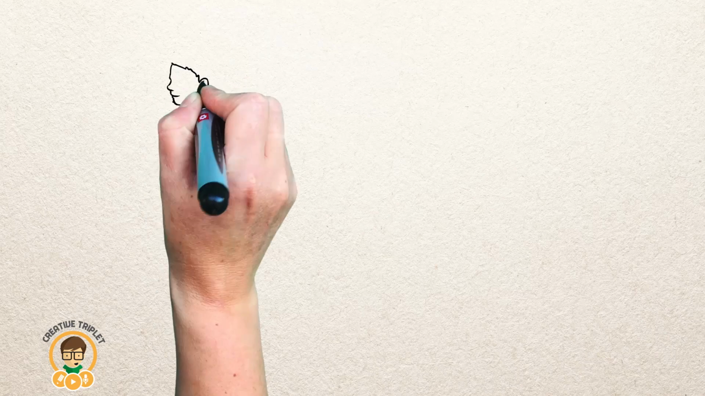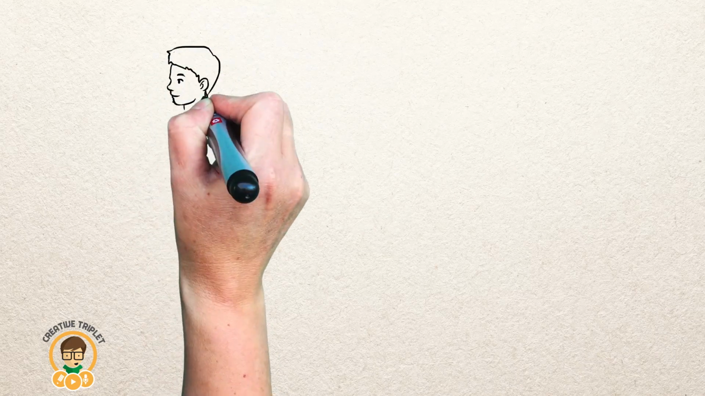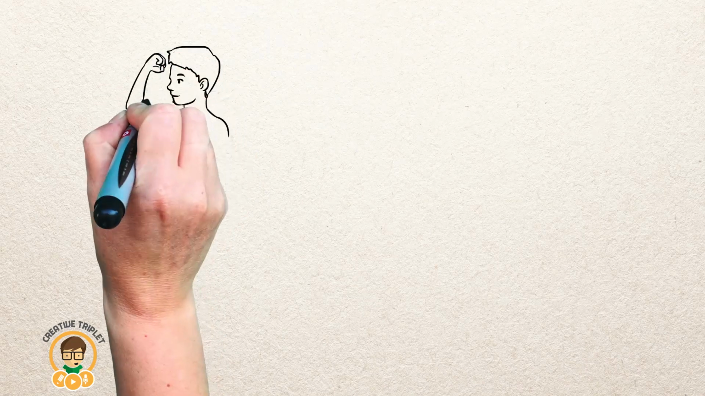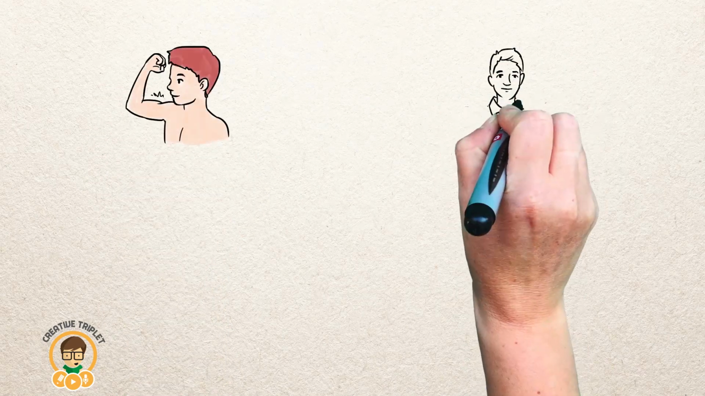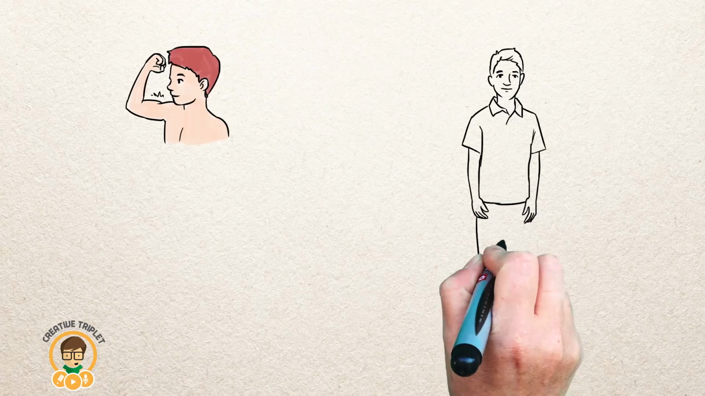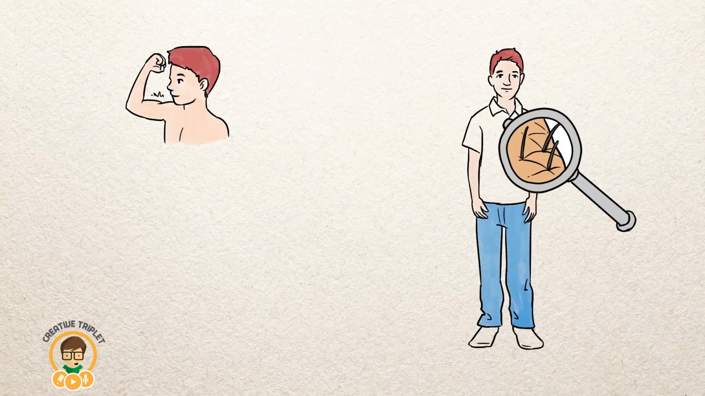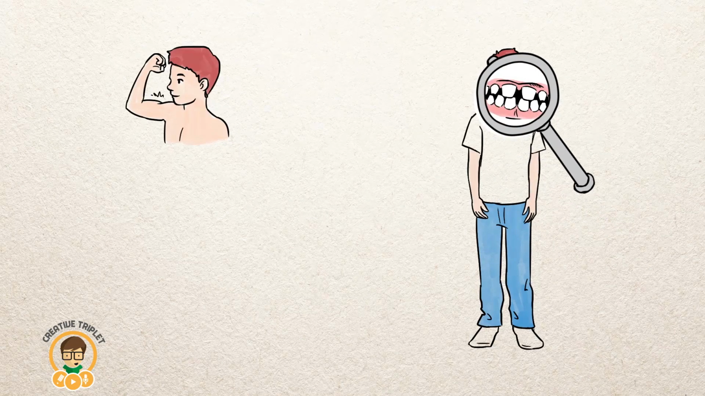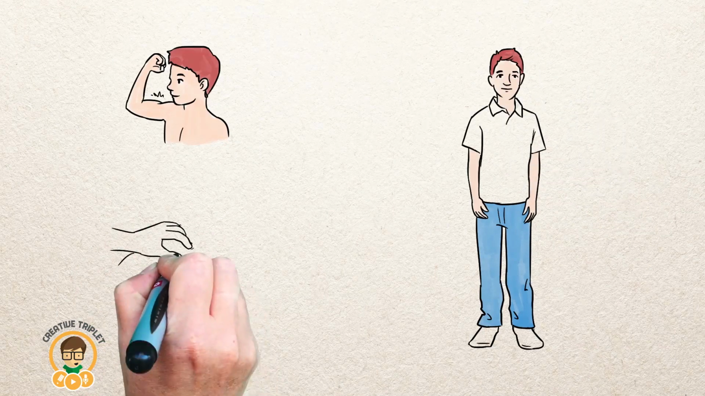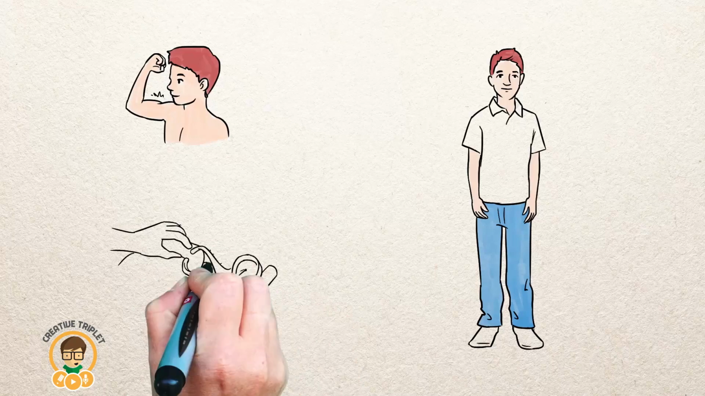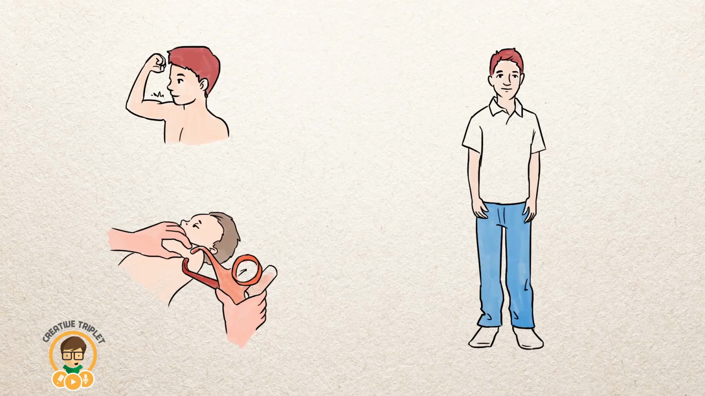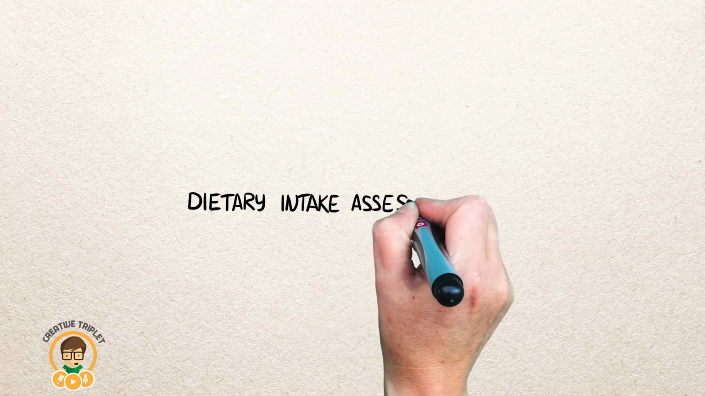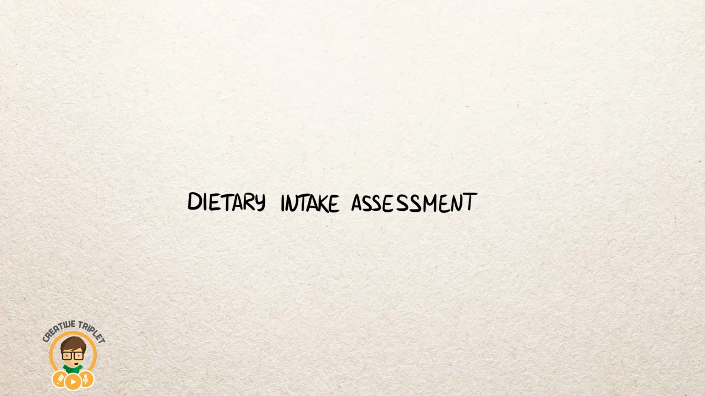The physical examination seeks to identify signs and symptoms suggestive of nutritional abnormalities. It includes assessment of muscle mass and subcutaneous fat stores, examination of skin, hair, nails, oral cavity, teeth and bones, and assessment of hydration status. There are multiple methods for assessing dietary intake, each with their own advantages and disadvantages.